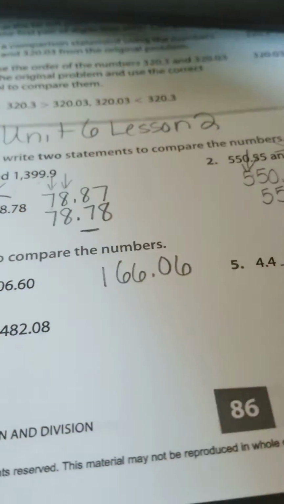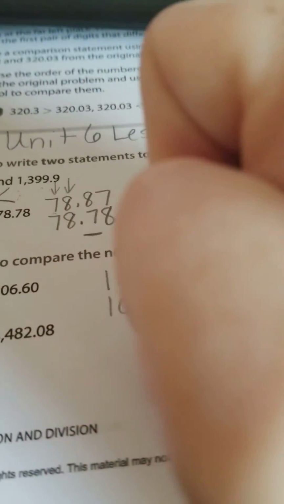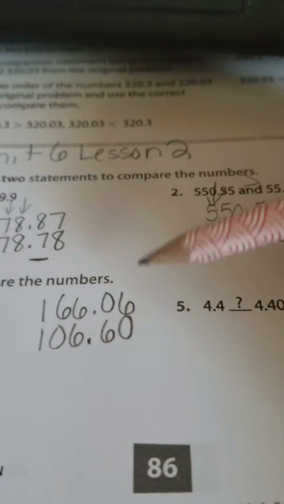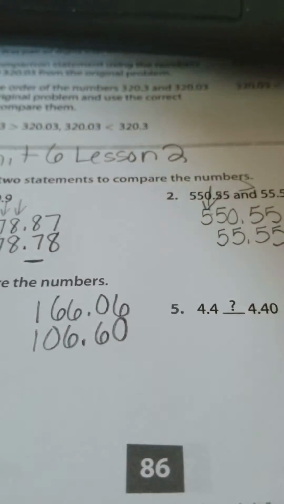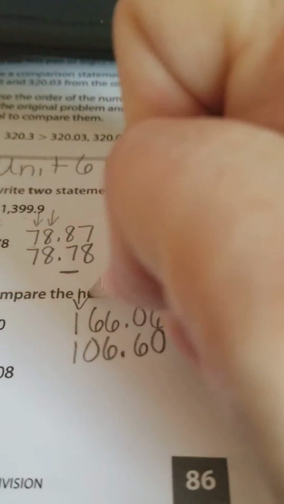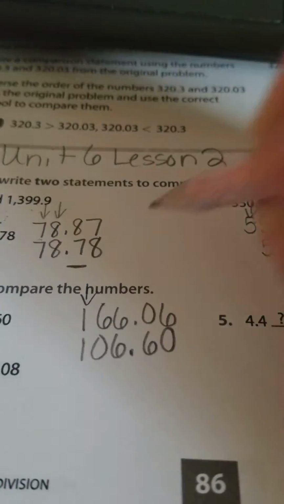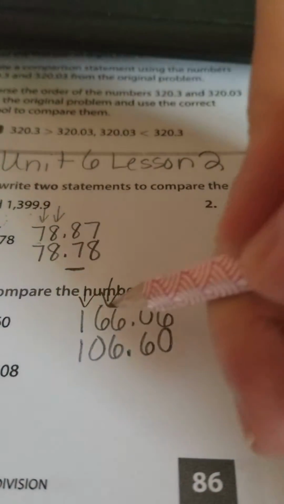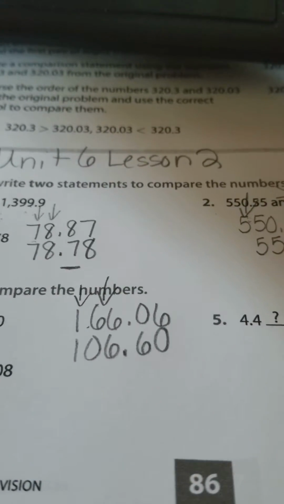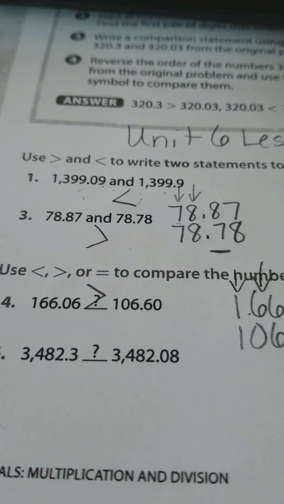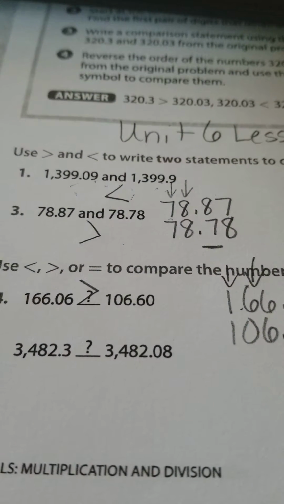166 and 6/100ths. 106 and 60/100ths. So what's bigger? 6/100ths or 60/100ths? But we're going to start with our biggest place value. My hundreds is the same. My tens place is going to help me out this time. So what's bigger, my 6 or my 0? My 6 is bigger, so I'm going to say that number is greater than. The open part of the greater than symbol is going towards that number.